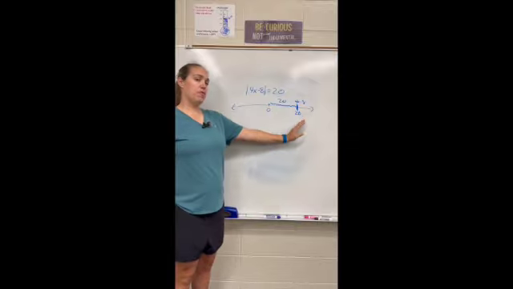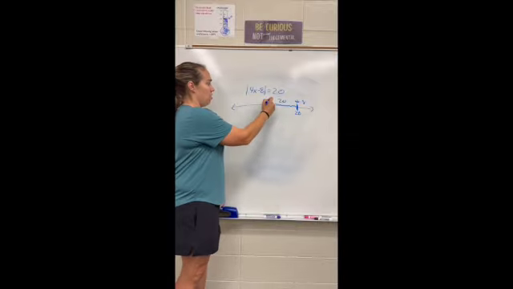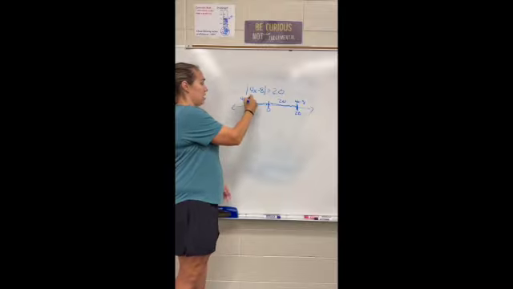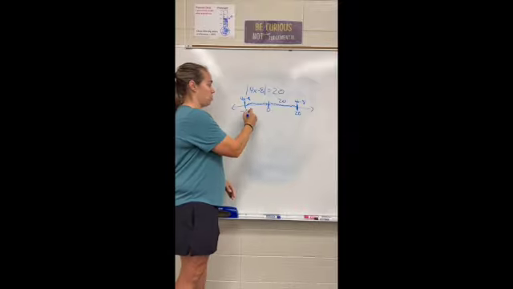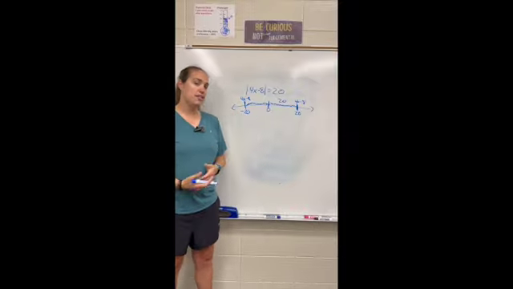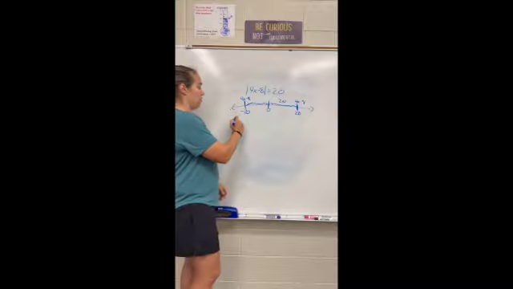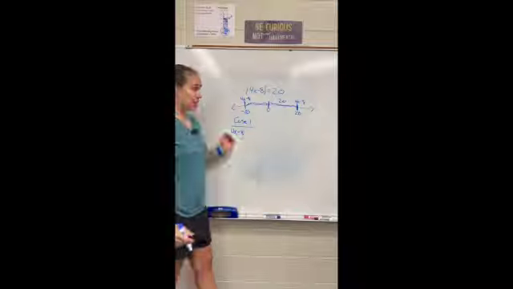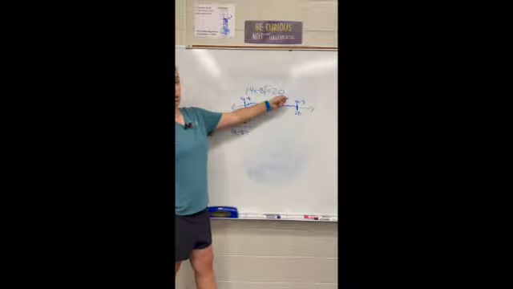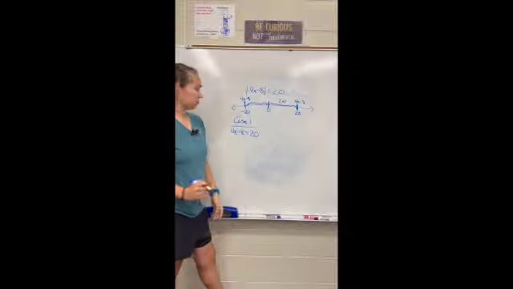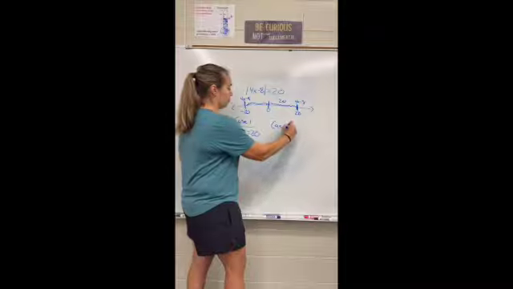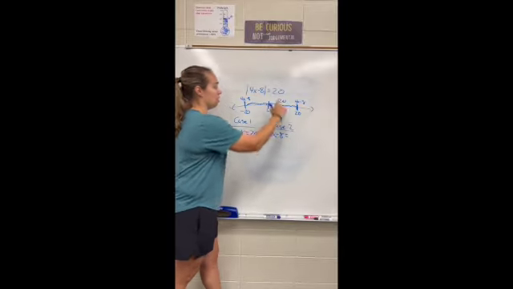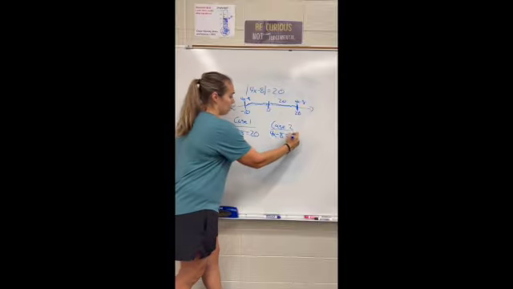But I didn't have to go to the right from 0. I also could have gone to the left from 0. So I could go from 0 and go 20 units this way. And so I have 4x minus 8 over here as well, also at negative 20. So because of this, we have two cases with absolute value equations. Case 1 is that the expression inside the absolute value bar, 4x minus 8, equals 20. Case 2 is that the expression inside the absolute value bar, 4x minus 8, equals the opposite of that, so that would be negative 20.